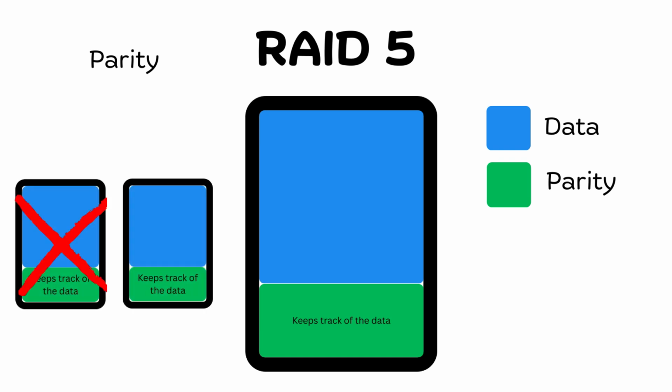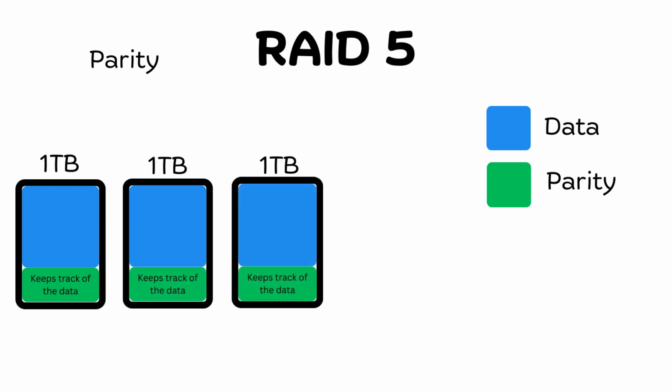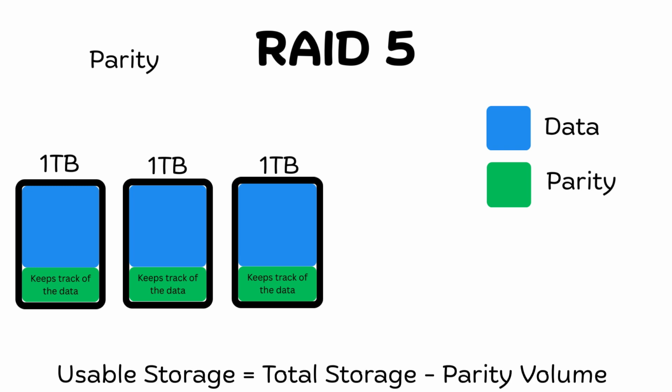If one drive fails, the array keeps running. The missing data is rebuilt using the remaining drives and the parity information. A simple way to understand this is, if you have three 1 TB drives, you'll have 2 TB of usable storage, because one drive's capacity is reserved for parity. RAID 5 requires at least 3 drives and can only survive a single drive failure. If a second drive fails before the array is rebuilt, all data is lost.